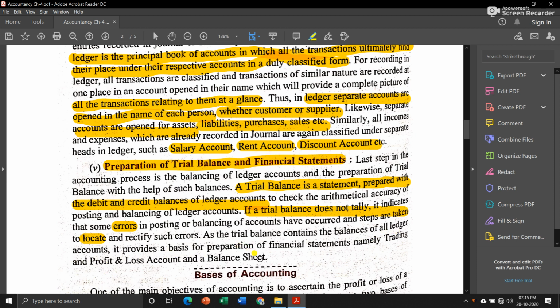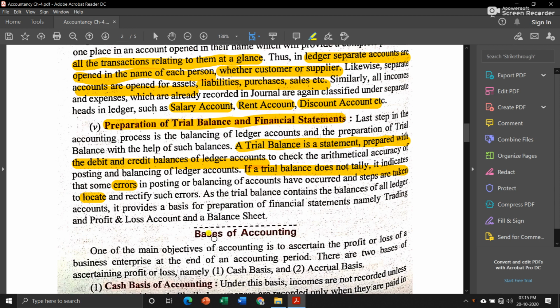Now in trial balance you will record all the totals or debit or credit totals of each and every accounts, and from that trial balance you will take all the accounts, and what you have to do is you have to prepare profit and loss account and then balance sheet. That we will learn in other chapters.